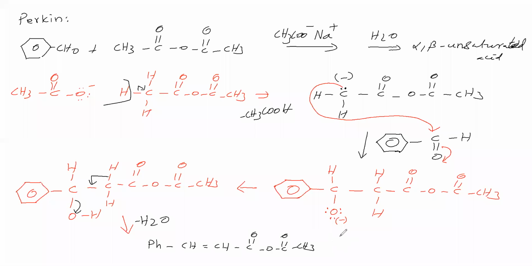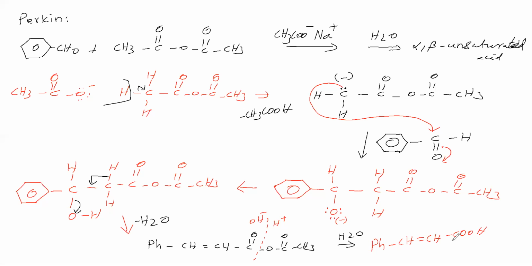It is taken for hydrolysis. Here this bond is breaking. This side H plus, this side OH minus. It is leaving as acetic acid. So this we are getting as Ph CH double bond CH single bond COOH. So we are getting a carboxylic acid.